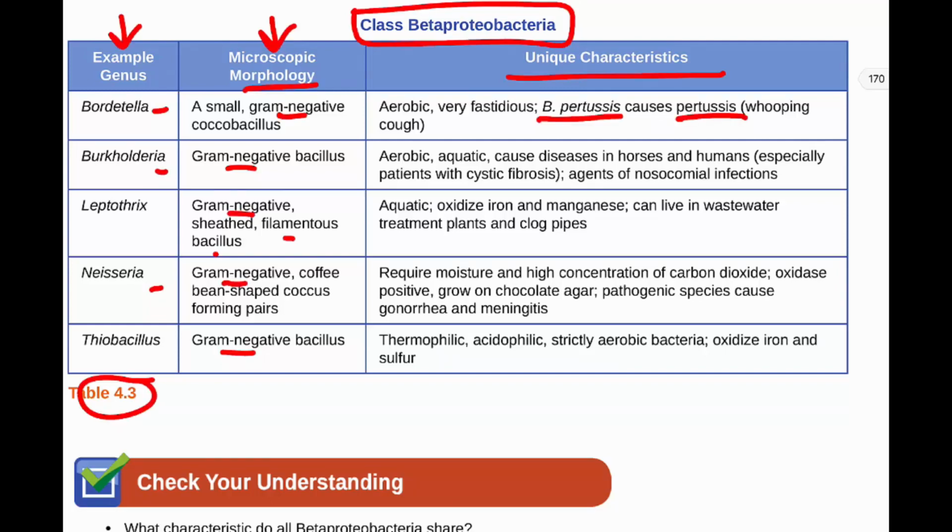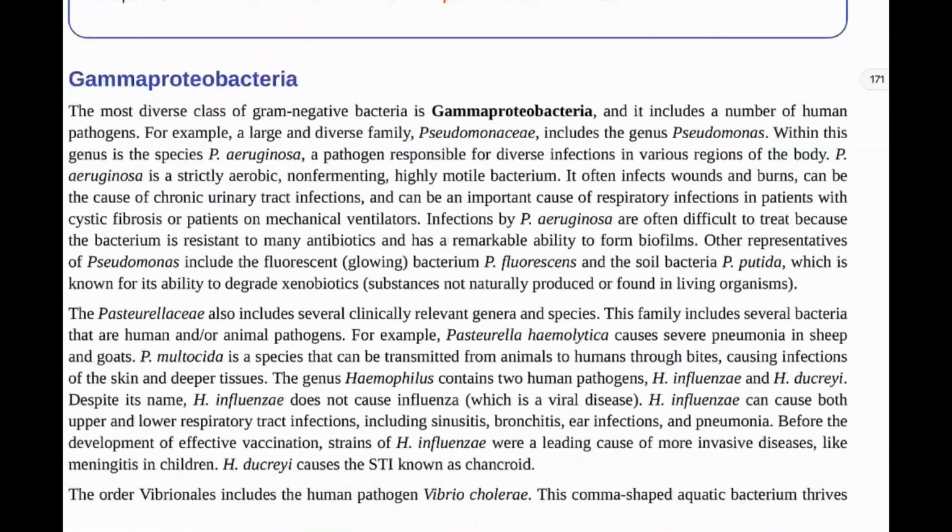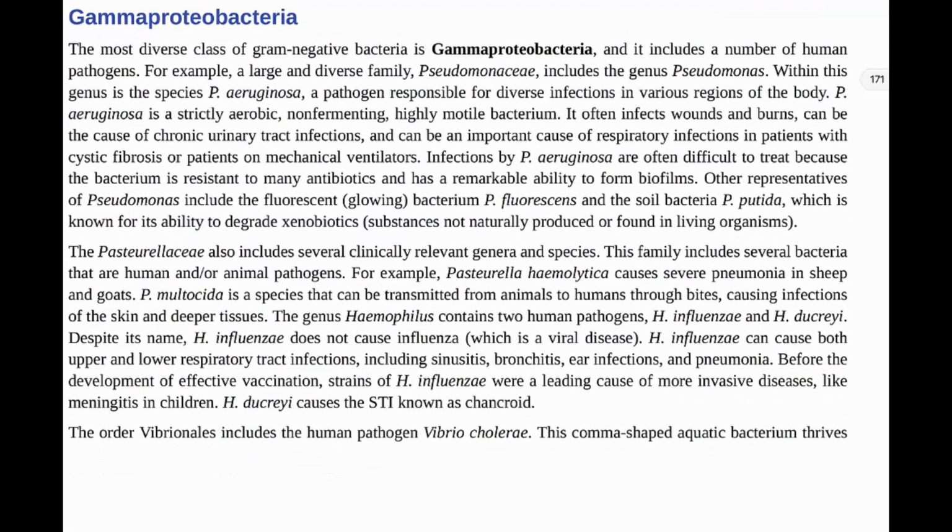All right, so then we're going to scroll past here and move on to our third group, which is Gammaproteobacteria. The most diverse class of gram-negative bacteria is the Gammaproteobacteria. Very, very diverse. So remember, we have our alpha, our beta, and our gamma proteobacteria. It includes a number of human pathogens. For example, a large and diverse family, Pseudomonadaceae, includes the genus Pseudomonas. Within this genus is the species P.